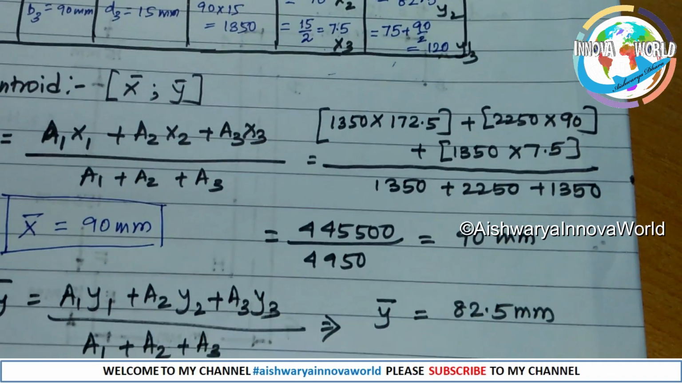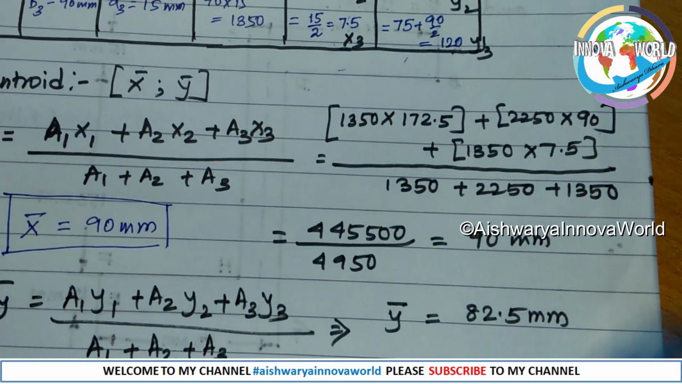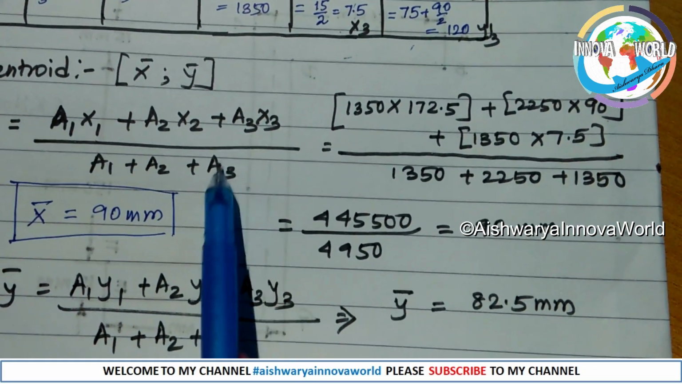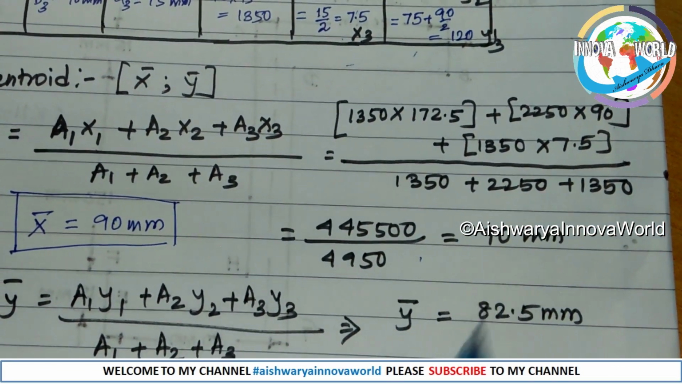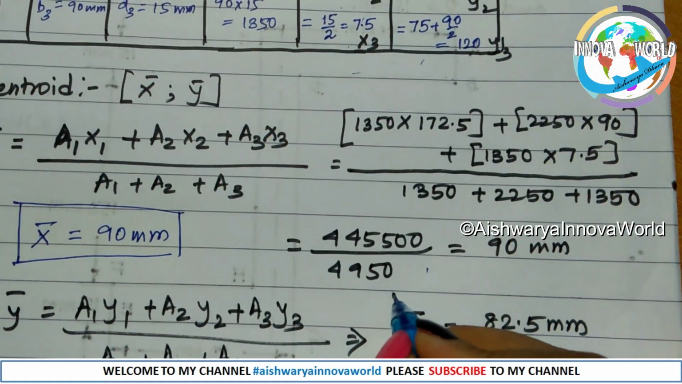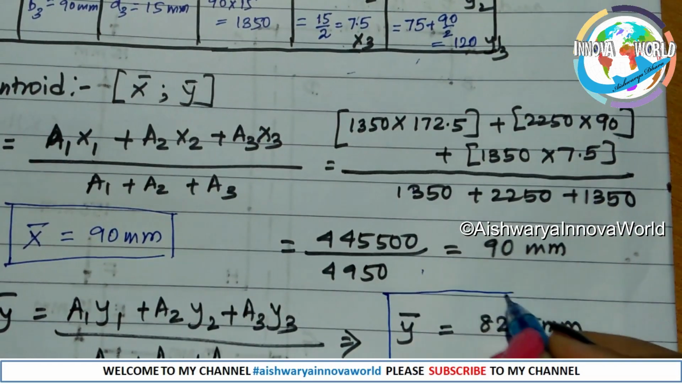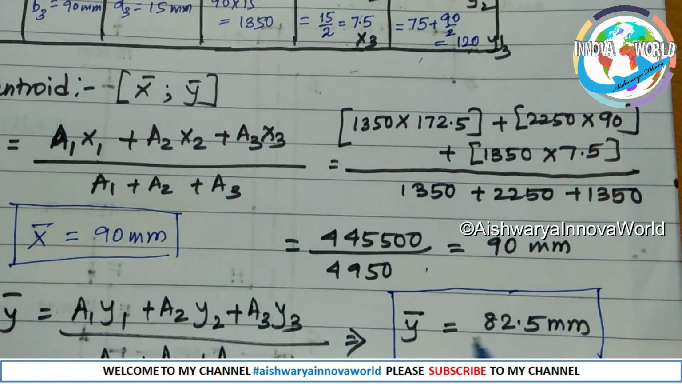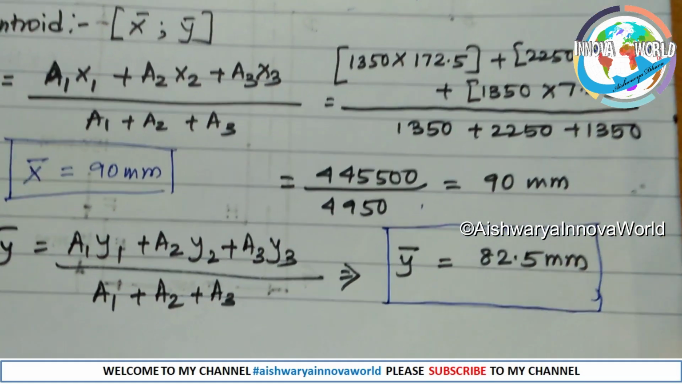See, look, I have already solved this problem for making this video, so I have already written this value. But from an exam point of view, you have to substitute directly. You can't write the value on your own. So after substitution only I got this value. So you get y bar value as 82.5 mm.